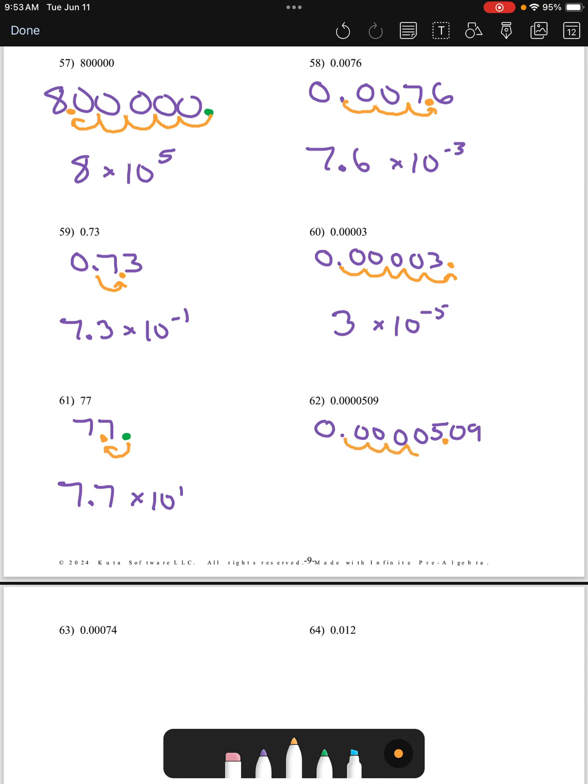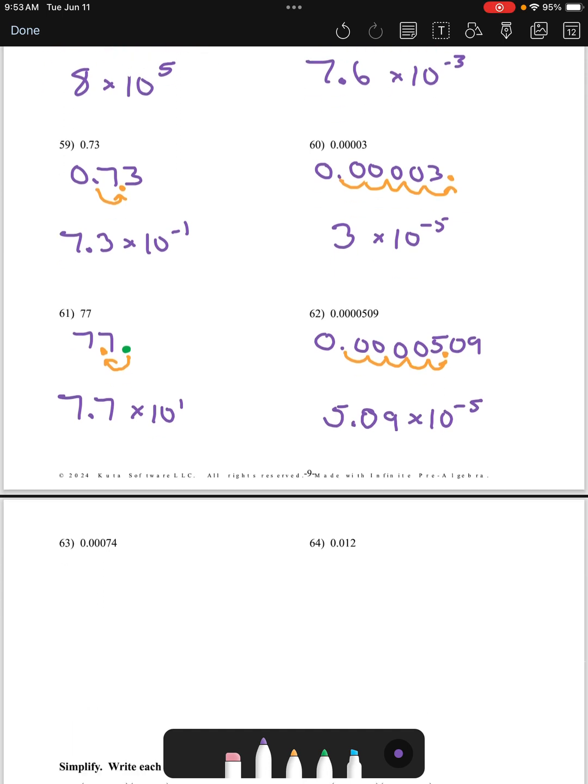In number 62, our decimal point needs to drop in after the 5, so we have 5.09. To get it there, we have to move it 1, 2, 3, 4, 5 times. So we have 5.09 times 10 to the negative fifth. Notice real fast, I'm not dropping anything. After I move the decimal point, I have 5.09, and I write 5.09 in my answer.